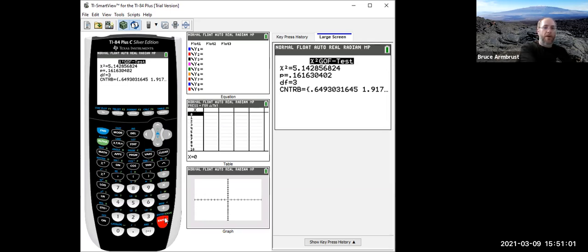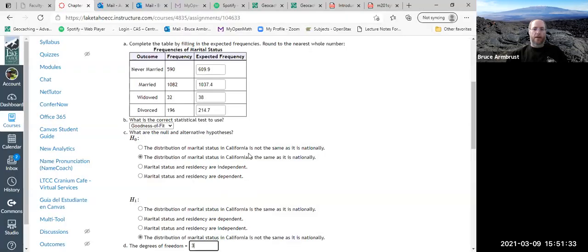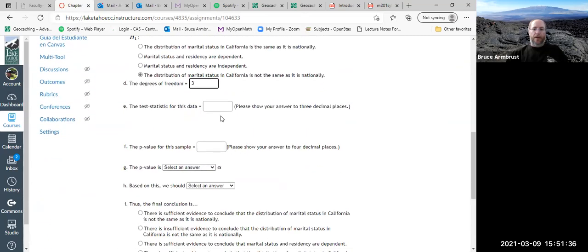All right, so here are the important numbers. We've got our chi-squared, that's the test statistic, which is 5.142856, and so on. All right, and then we've got a p-value of 0.16163, and so on. But that's what we're going to put into our homework set. So let's go back over there. All right, so our test statistic to 3 decimal places was 5.142.